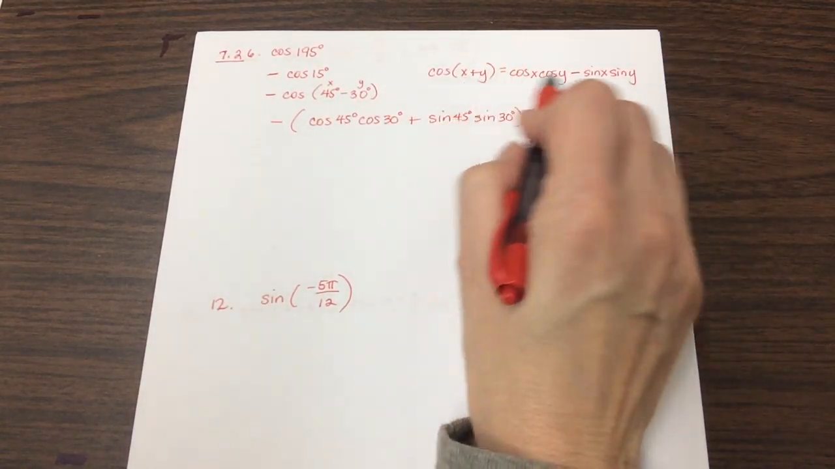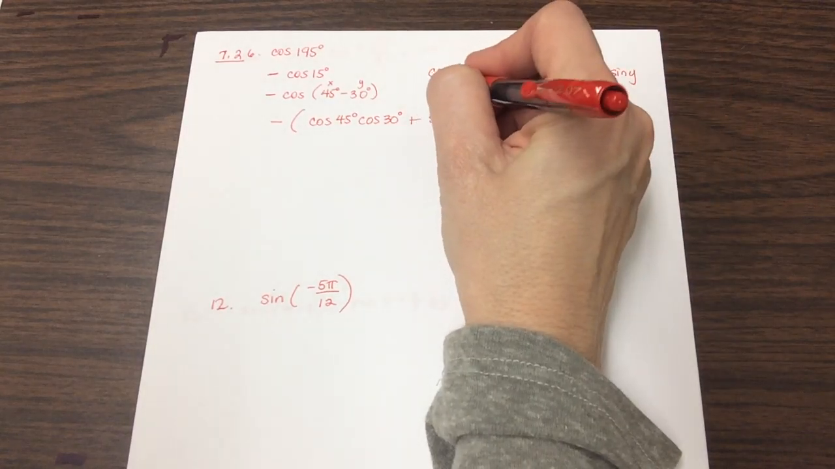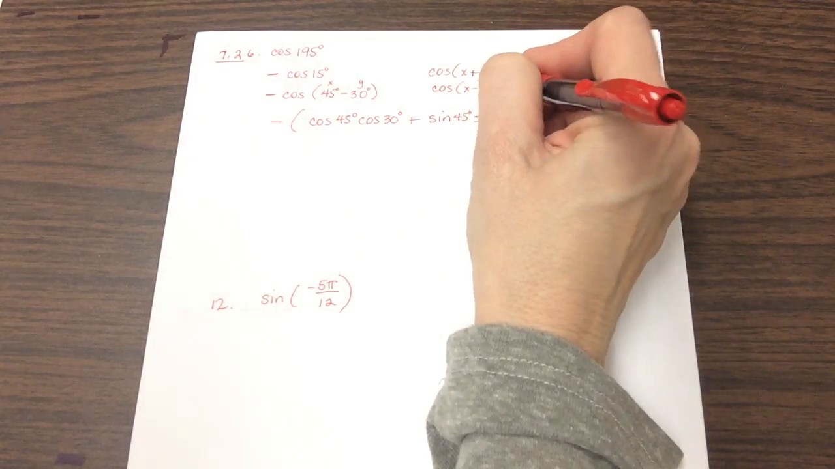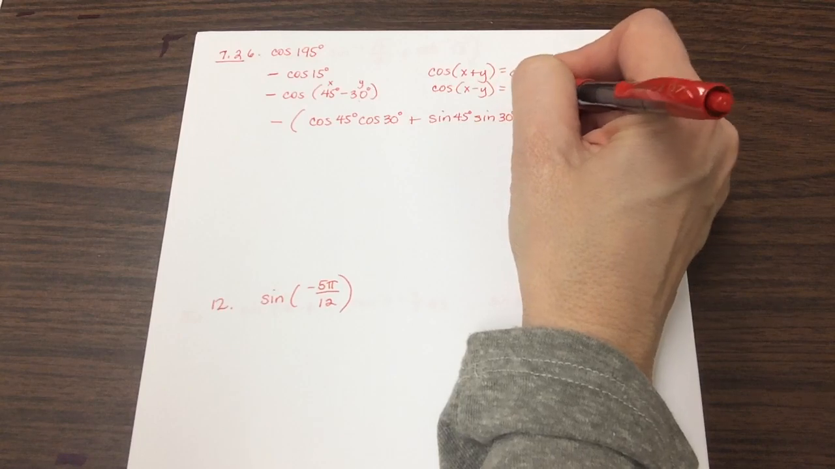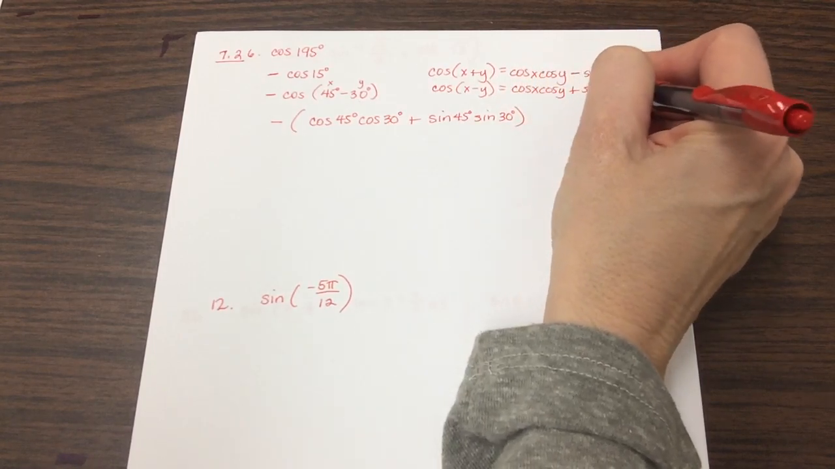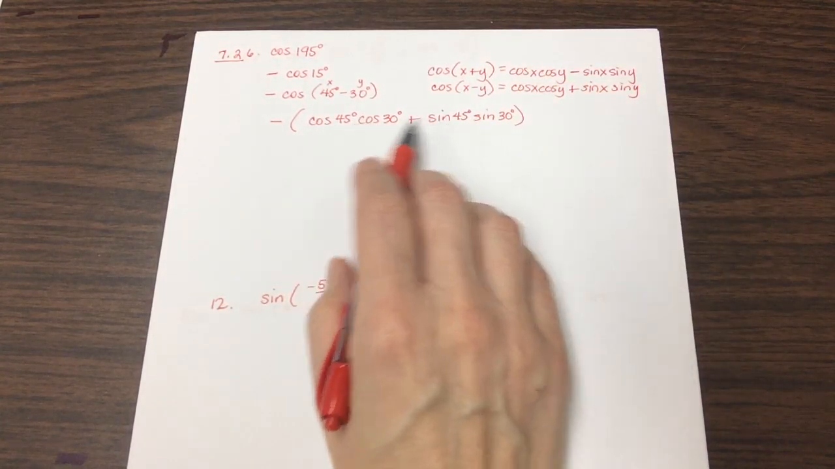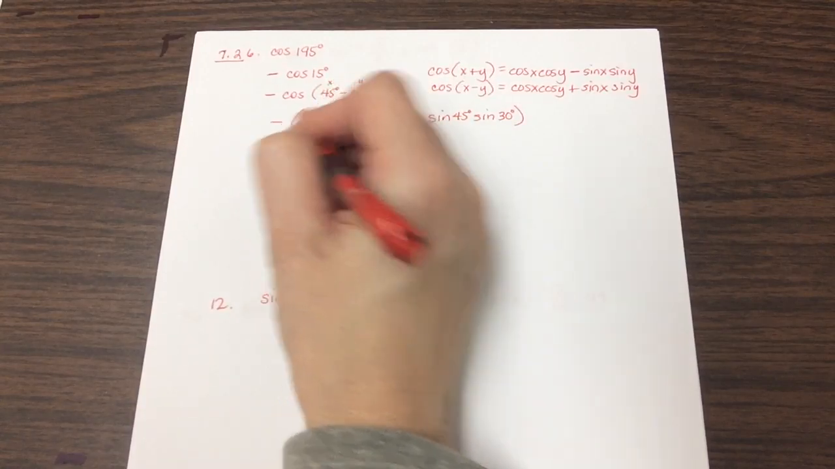Alright, up here I gave you the addition formula. We're actually using the subtraction formula, and that is the same thing except my sign changes for cosine. Alright, so that's where I'm getting this from. And now I'm just plugging in my values.